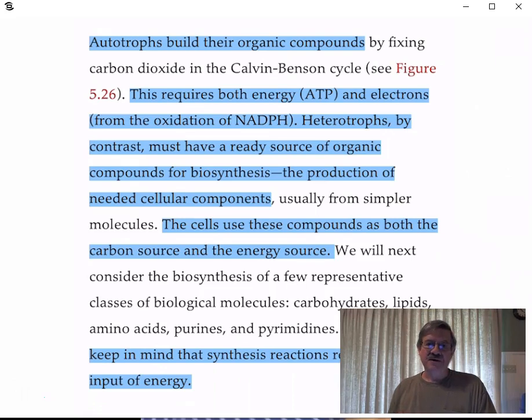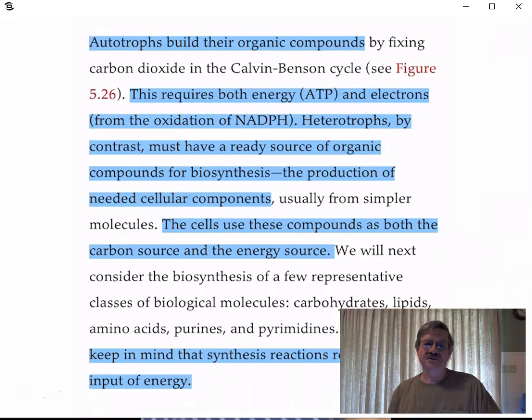Okay. Notice the other line there in your textbook, heterotrophs. Heterotrophs, by contrast, have to have some source of organic compounds in order to carry out biosynthesis.